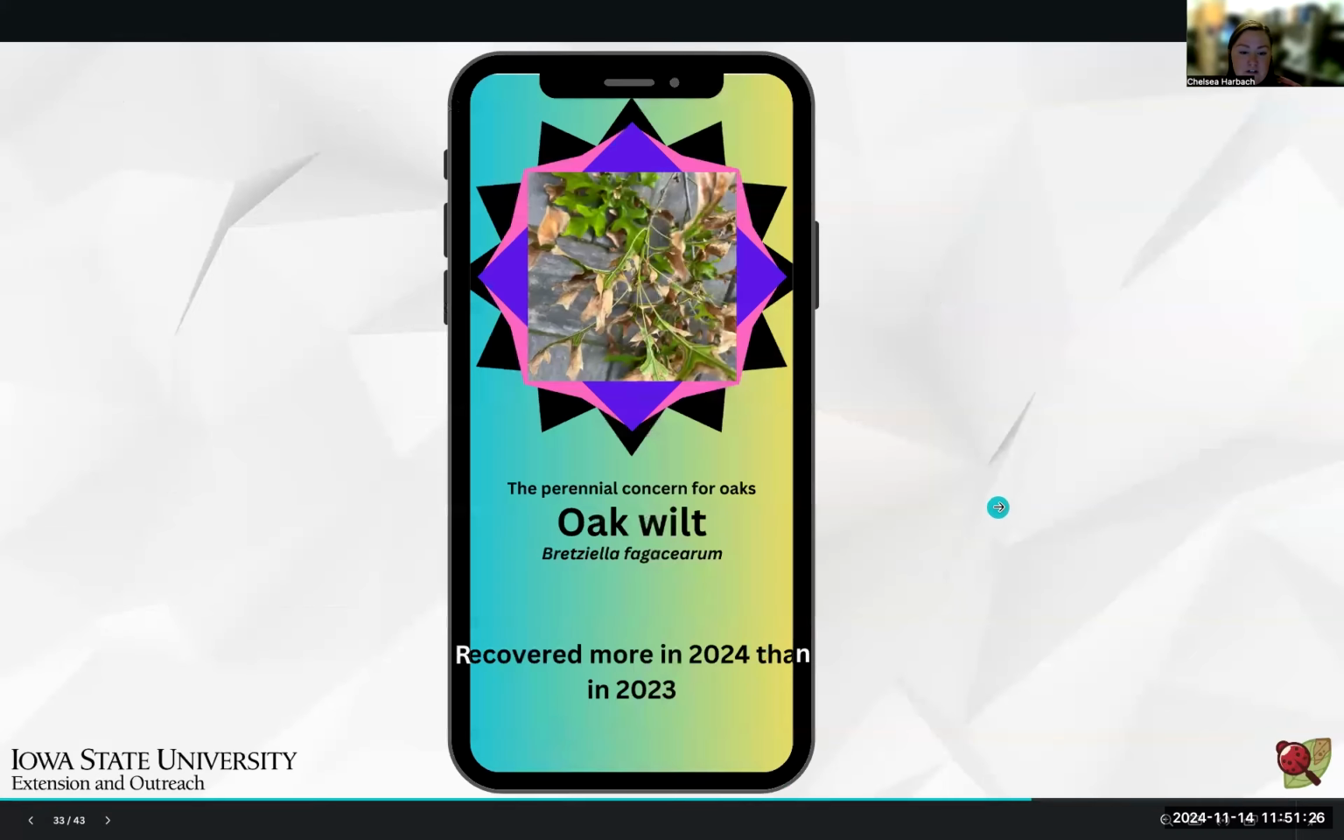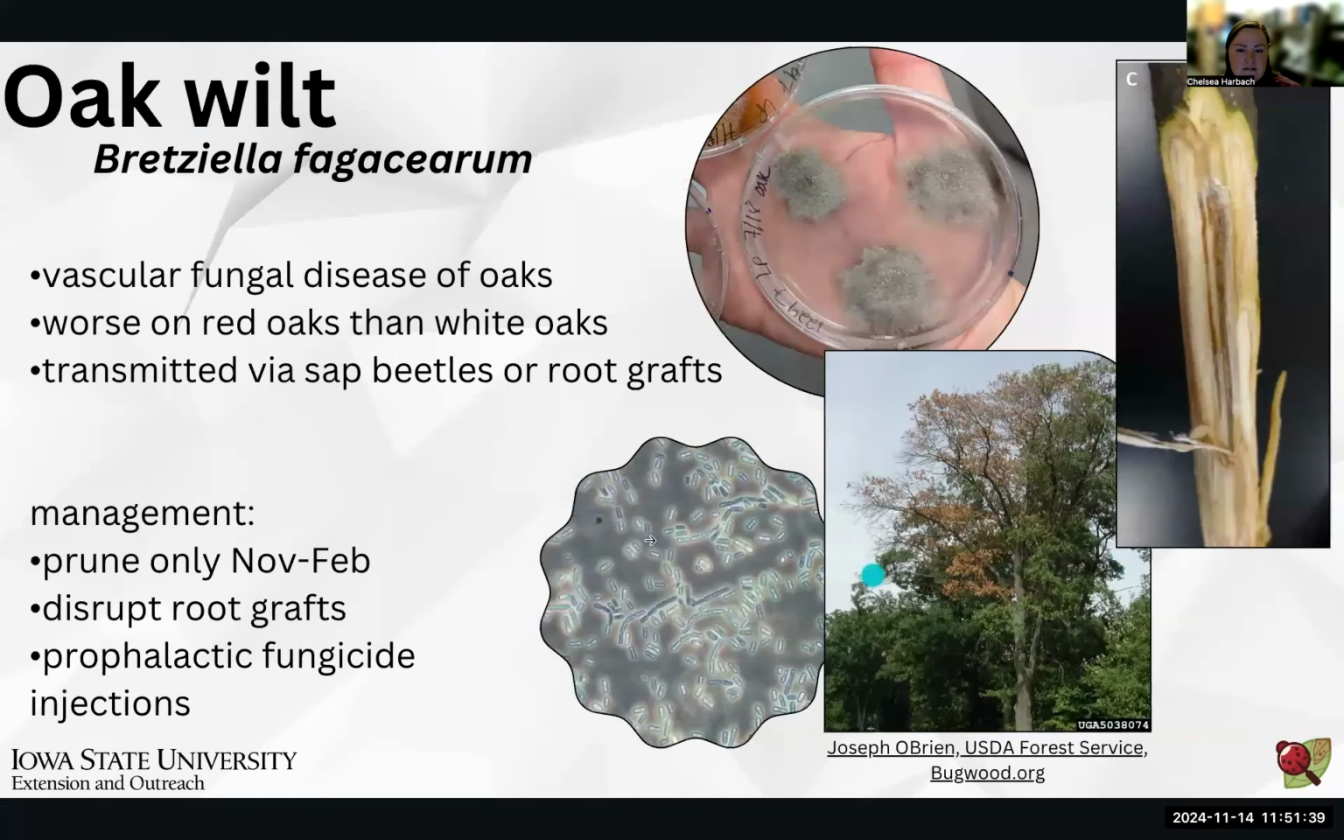And the last one I'm going to talk about is oak wilt. This is a perennial concern for oaks, and we did recover it more in 2024 than we did in 2023. So this is another fungal disease. This one affects the vascular tissue of our oaks. This is Bretziella fagacearum. This pathogen is going to cause more issues for oaks in the red oak group than oaks in the white oak group.